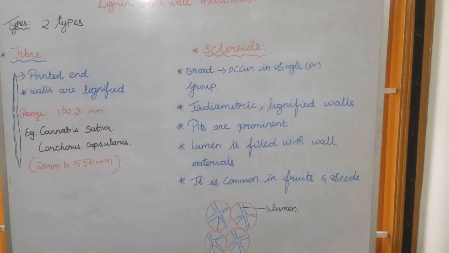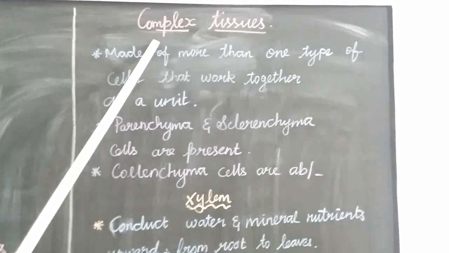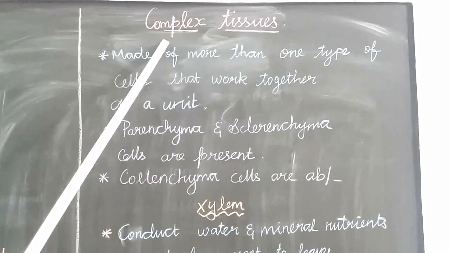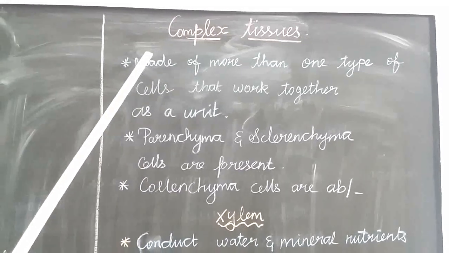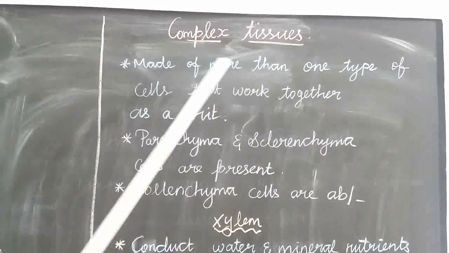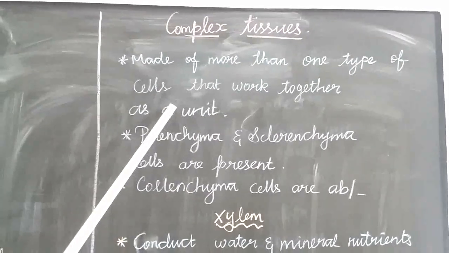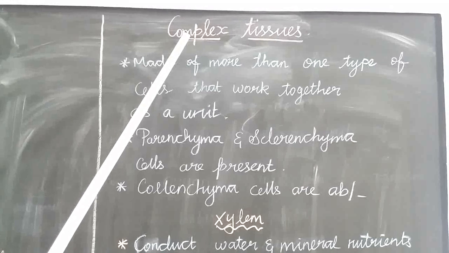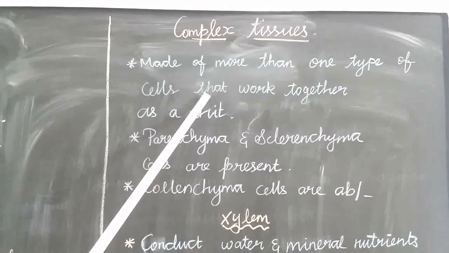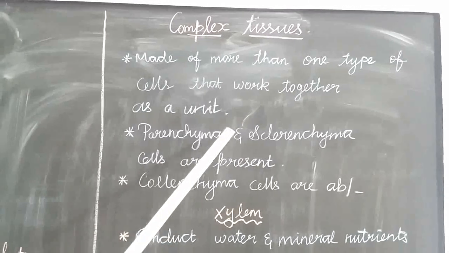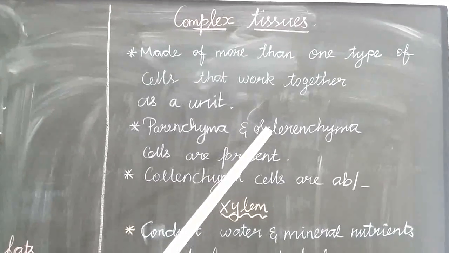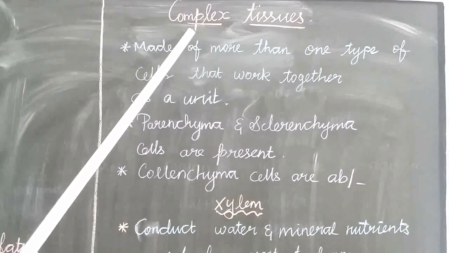Next we will see the complex tissues. What does that topic mean? Complex tissue is made of more than one type of cell that work together as a unit. It may be parenchyma and sclerenchyma; these two types of cells work together as a unit.